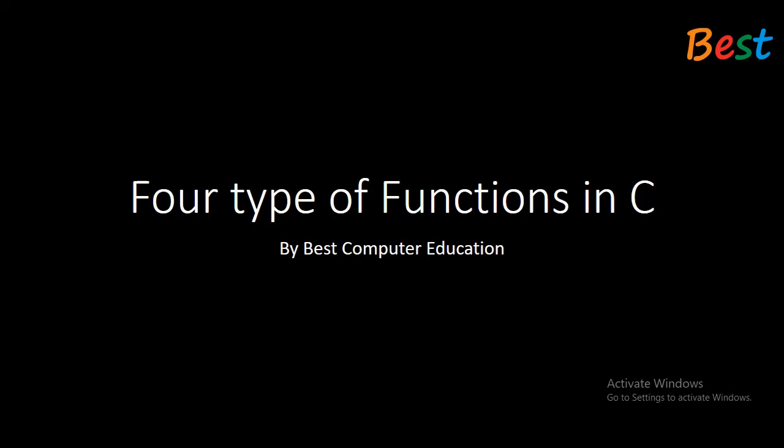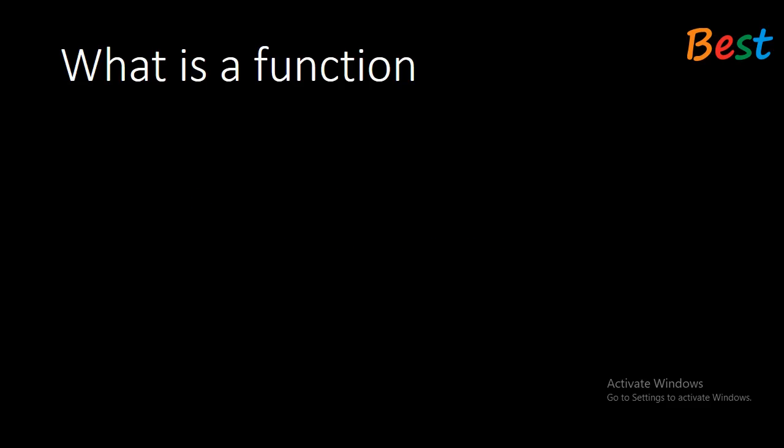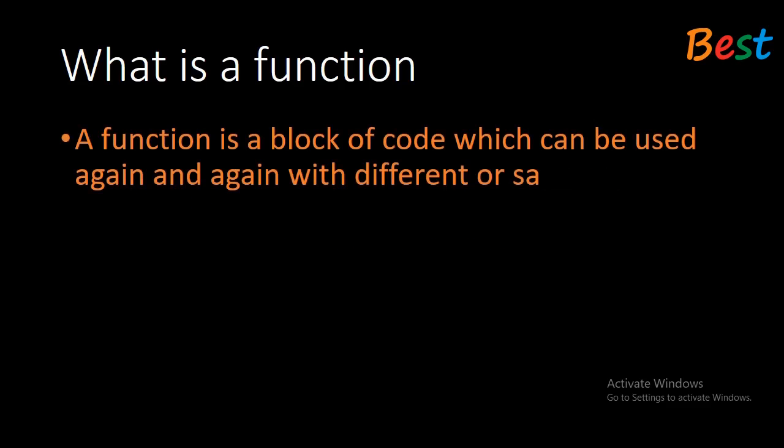Today I will discuss four types of function in C programming language. So friends, what is a function? A function is a block of code which can be used again and again with different or the same values. You can use different values or same values as you wish.